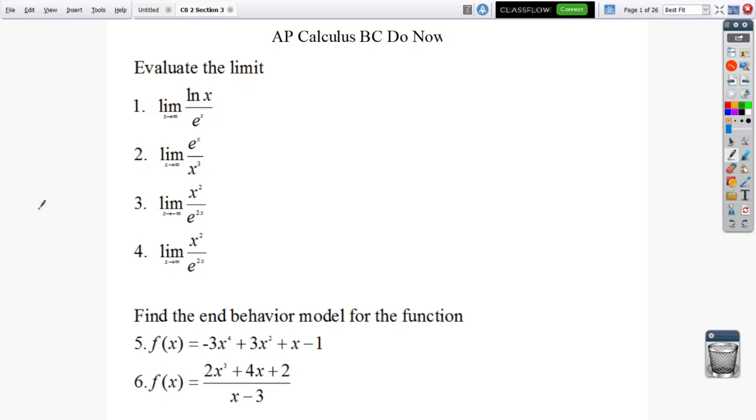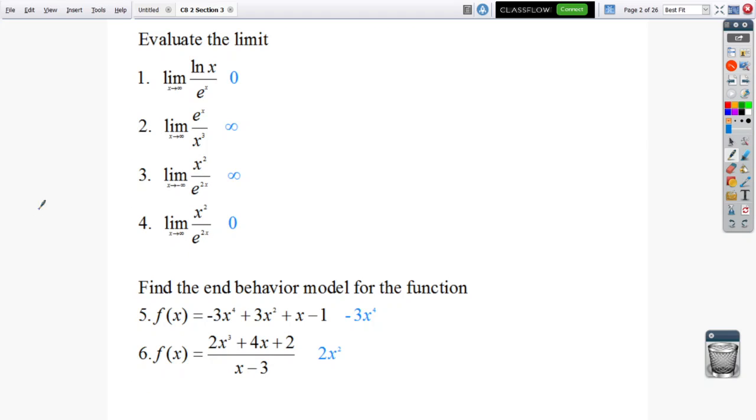And we're back together. I thought I had the answers over here, but apparently they're here. There we go. So we should have 0, infinity, infinity, 0, and the end behavior model. Remember, that's just where we take the largest contributing term from each function, and that's our end behavior model. So 5 behaving like negative 3x to the 4th, you should be able to see that now. And for number 6, behaving like 2x squared, where we take that 2x cubed and the x and divide them to find our end behavior model.